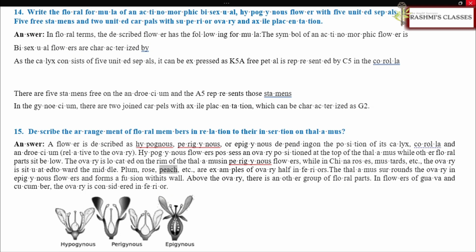Plum, rose, peach, etc., are examples of half-inferior ovary. The thalamus surrounds the ovary in epigynous flowers and forms a fusion with its wall. Above the ovary, there is another group of floral parts. In flowers of guava and cucumber, the ovary is considered inferior.